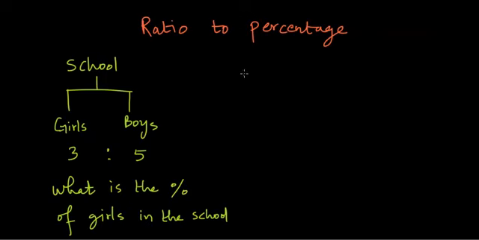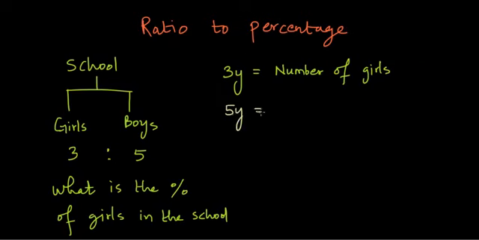A better way to deal with this problem is to look at the number of girls and write it as 3y. There is some constant, so this is the number of girls, and then we will write 5y. Y is a constant that multiplies the ratio. Y could be anything. It could be 100 or it could be 200, it could be 50. So it just assumes a certain number of girls and a certain number of boys. And then therefore the total number of students is the addition of these two, which is 8y.